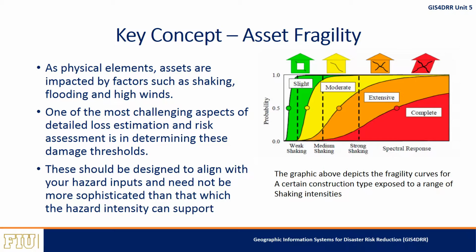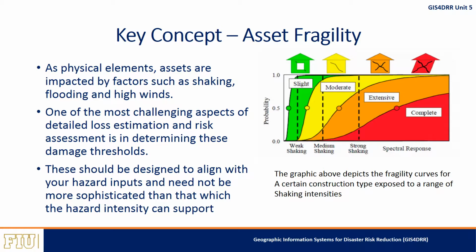One of the most challenging aspects of detailed loss estimation and risk assessment is in determining these damage thresholds. This is where the engineers come in to determine how much wind resistance a house can handle based on certain design and construction techniques. These assets should be designed to align with your hazard inputs and need not be more sophisticated than that which the hazard intensity can support.